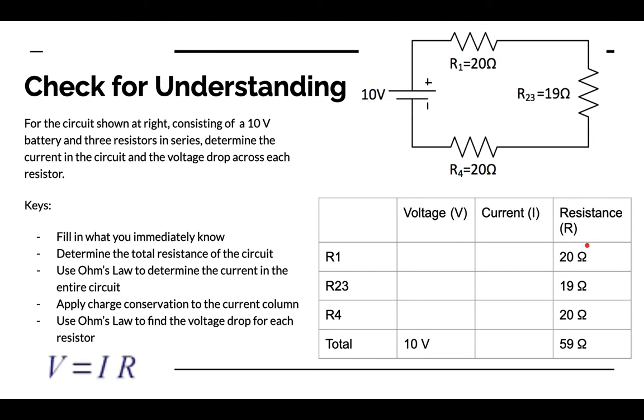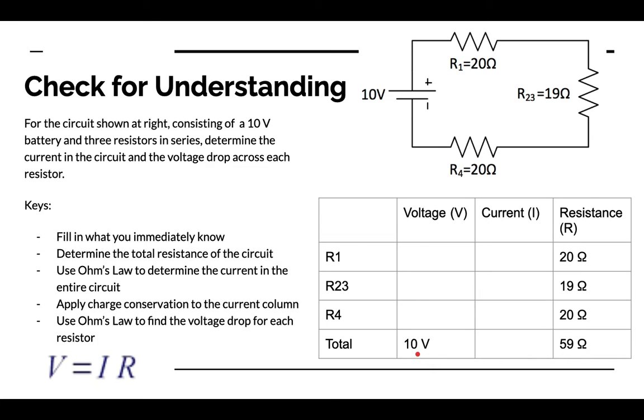We know that R1 is going to be 20 ohms, so that's our resistance right there. We know R23 is going to be 19 ohms, so that goes in our resistance column for the R23 row. And then we go across, and R4 is equal to 20 ohms, so that's the resistance right there. Overall, our total resistance is 20 ohms plus 19 ohms plus 20 ohms, or 59 ohms.